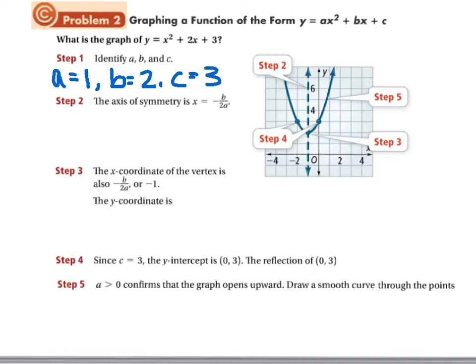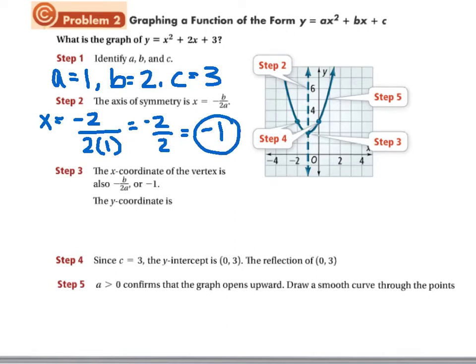Now, in order to find the axis of symmetry, I need to use those b and a values. The axis of symmetry is x equals the opposite of b, that would be negative b, over 2a. A is 1. Negative 2 over 2 equals negative 1. So you can jot in a dotted line indicating your axis of symmetry at negative 1.